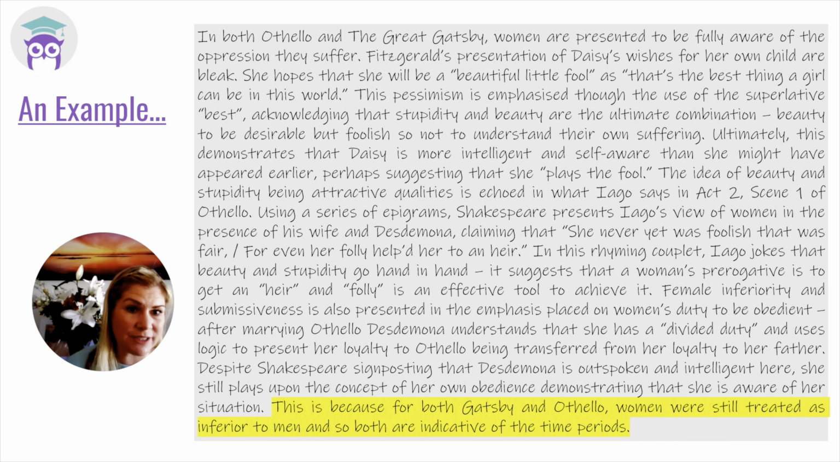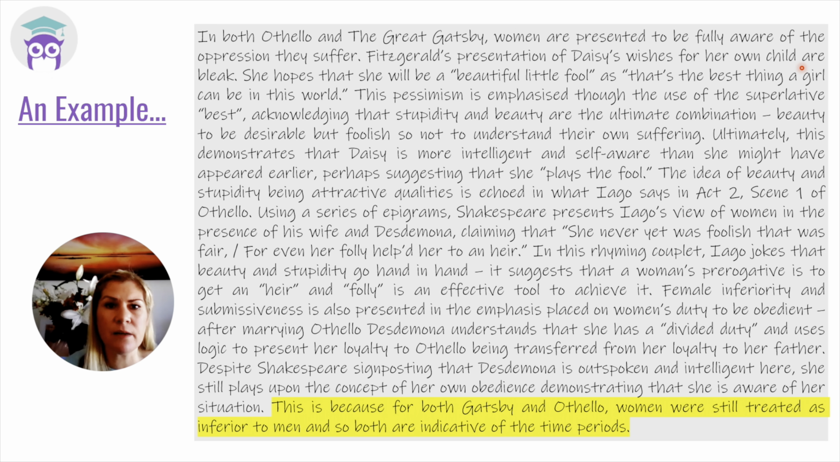Again, apologies about the fact that it's Othello and Gatsby, but hopefully the style of this will help. So this is an example that is very good on AO2. Okay, it's very, very strong on AO2, and you'll see what I mean because I'll kind of mark it out as I read it to you.